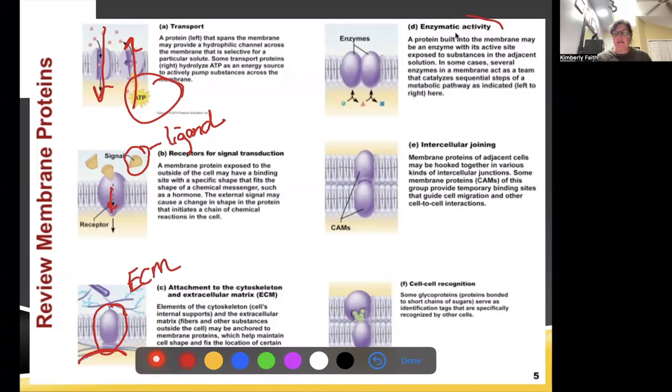We've got enzymes. We talked a little bit about enzymes and did our enzyme lab. And then we have intercellular joining. So we also have some that are just going to help keep those cells connected to one another. And then we have cell to cell recognition. A lot of this is used so that cells can recognize each other, so they know it's not like a bacterial cell, in which case it would elicit an immune response.